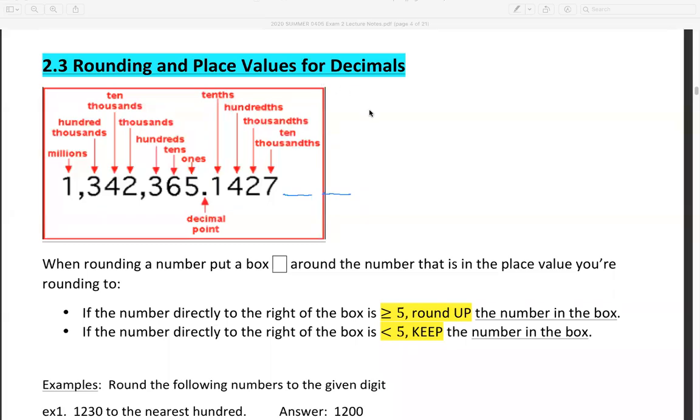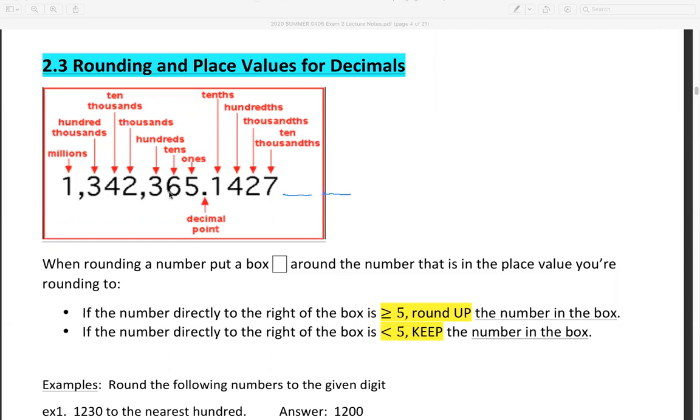2.3, rounding in place values for decimals. In order to round a number, you need to know where all the place values are. First, find your decimal point. Then to the left of your decimal point, those are your ones. The left of that is those are your tens, and then hundreds, thousands, 10,000s, 100,000s, and millions.